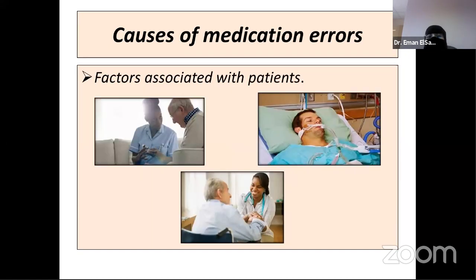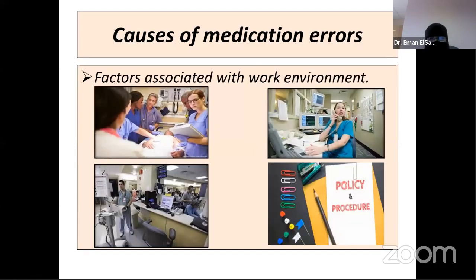Other factors are associated with patient complexity: the complexity of the clinical case, language barrier for the patient, and hierarchy of the patient. And the factors also associated with work environment.